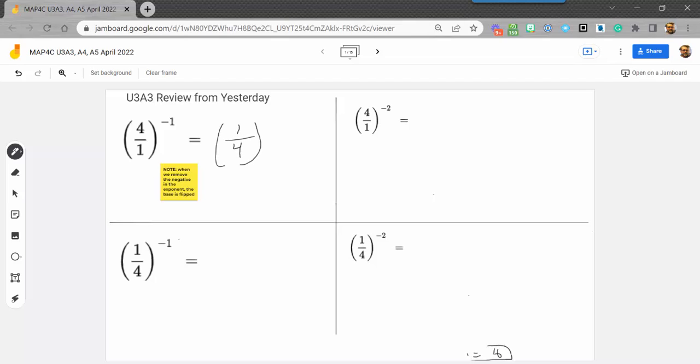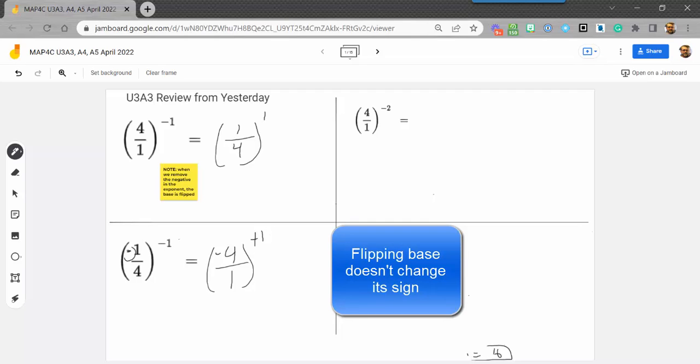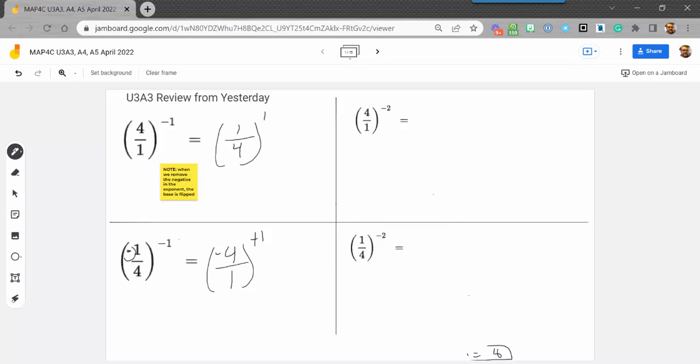And the only thing that changes is now that's a positive 1, and we're kind of lazy in math. We don't write the positive. But the sign of the base doesn't change. So for example, if I had this one with a negative sign here, negative 1 over 4, it would become 4 over 1 to the positive 1. But that negative sign is still inside the fraction, so I'm going to stick it right there. It doesn't matter if it's on the top or the bottom or the outside, it's still a negative, okay? So the flipping will change the sign of the exponent, but it doesn't do anything for the base.